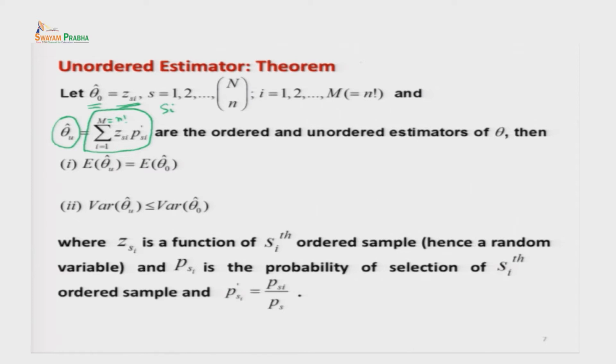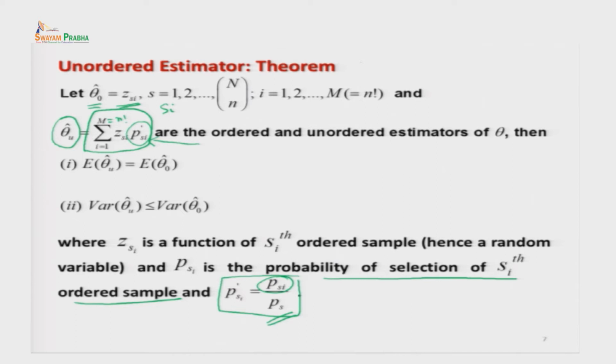So now what are we trying to understand? We have to use the ordered estimator and find an estimator theta hat u which has a structure like this one, where this P transpose Si is given by PSI upon PS. PSI is the probability of selection of the SIth ordered sample, and PS is the sum of those probabilities.